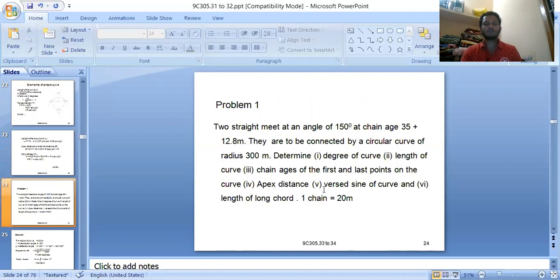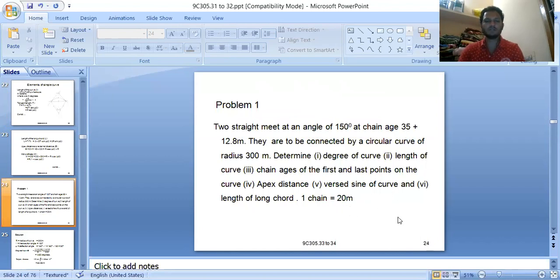Now we will solve some problems so that we will get more clarity. Let us see the first problem. Two straights meet at an angle of 150 degrees at a chainage of 35 plus 12.8 meters. They are to be connected by a circular curve of radius 300 meters. Determine the degree of curve, length of curve, chainages of the first and last points on the curve, apex distance, versed sine of the curve, and length of long chord. One chain length is 20 meters.